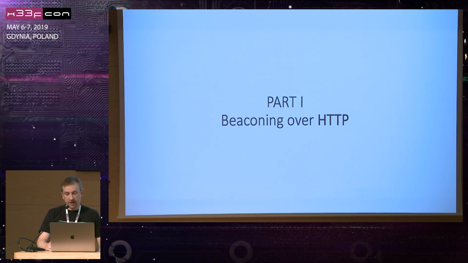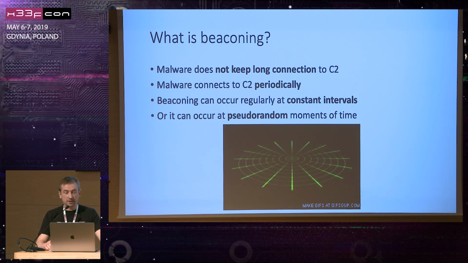So, beaconing over HTTP. Let's begin with a definition. What is beaconing? Generally speaking, the beaconing characteristic for malware is a type of communication where the malware does not keep one long connection to C2, but instead connects to C2 periodically. Those beacons can occur regularly at constant intervals, but more frequently they occur at pseudo-random moments of time.